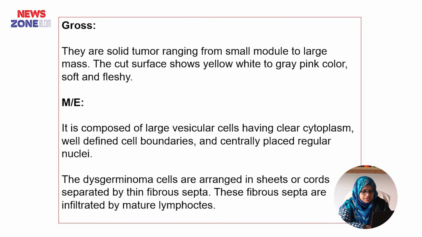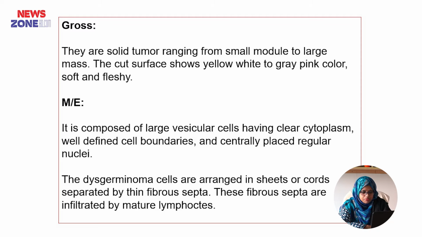Now come to the gross examination. Dysgerminomas are solid tumors ranging from small nodules to large masses. The cut surface shows a yellow-white to grey-pink color, soft and fleshy in nature.